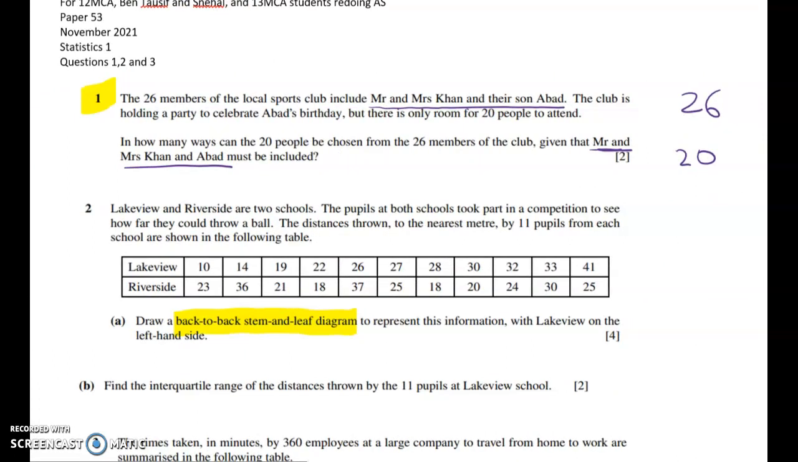Okay, on to the next one. Lakeside and Riverside are 2 schools. The pupils at both schools took part in a competition to see how far they could throw the ball, and these are their distances thrown to the nearest metre. Now, it's really important that you read that stuff carefully because you're going to lose marks if you don't give your answer with enough context. We've got 11 students from each school, and they're shown in this table. And we have to do a back-to-back stem and leaf diagram.